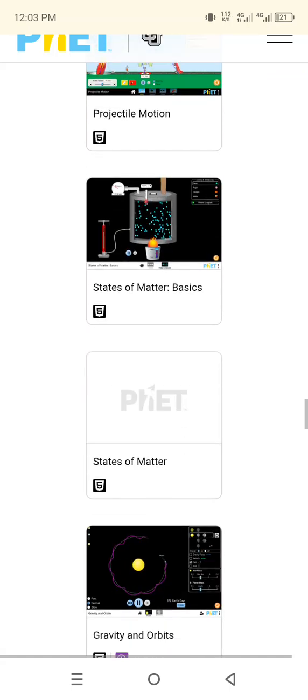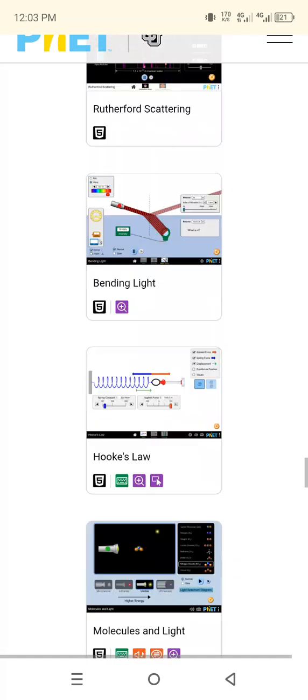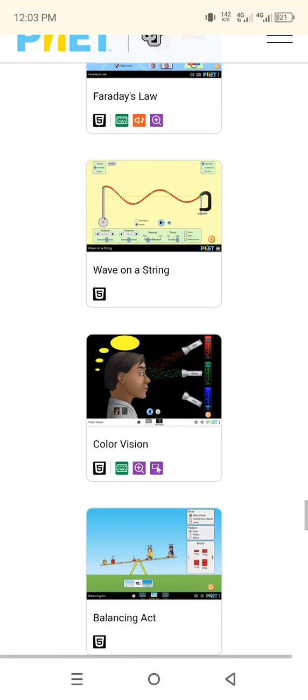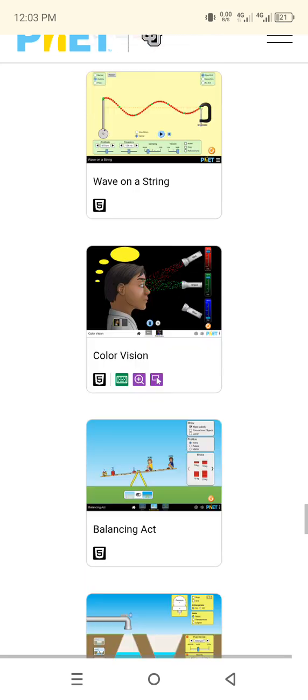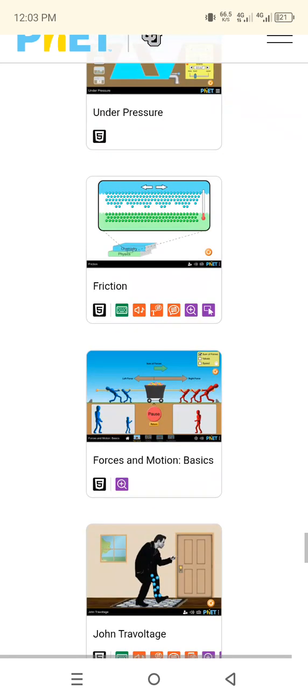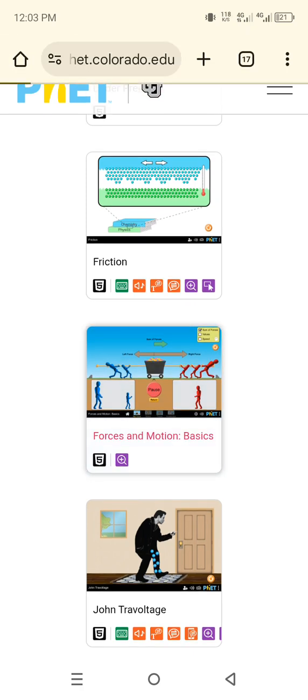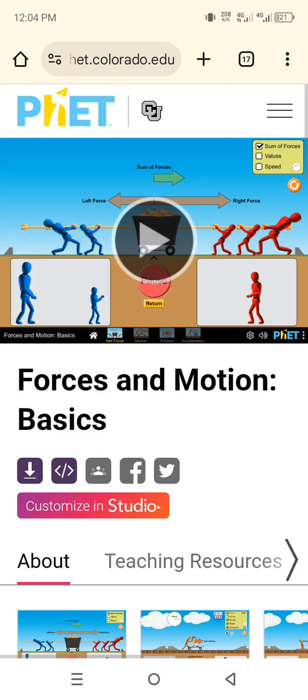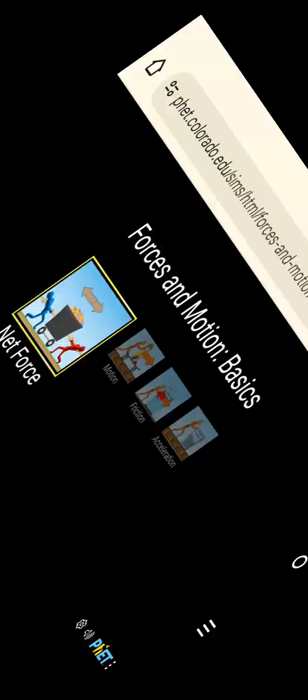Forces and motion also. Because as you know, force and motion are two sides of the same coin. You cannot have motion without force, because force causes motion. So that's why this simulation combines force and motion at the same time. You click on Force and Motion Basics, then you enter, and make sure that you have enough connection.